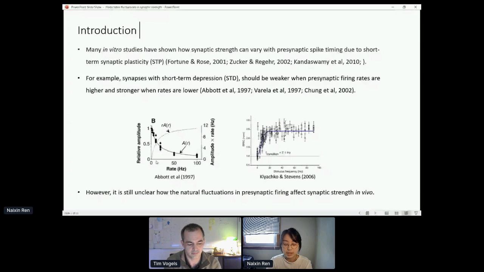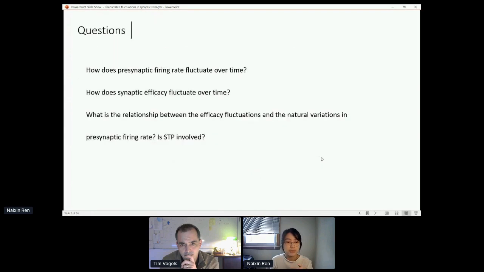And on the right, here's an example of facilitation. You can see the response of the neuron is higher during high frequency stimulation. So these are examples from in vitro studies. It is still unclear how the natural fluctuations in presynaptic firing rate affect synaptic strength in vivo. So in this study, we would like to use an in vivo data set to study the following questions.